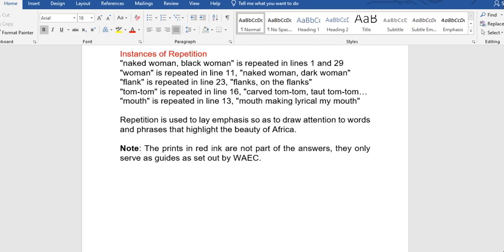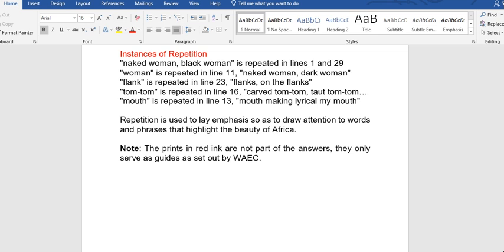Now, instances of repetition. Naked woman, black woman is repeated in lines 1 and 29. Woman is repeated in line 11. Naked woman, dark woman. Also, flank is repeated in line 23. Flanks on the flanks. Tom tom is repeated in line 16. Cap tom tom, tilt tom tom. Mouth is repeated in line 13. Mouth making, lyrical my mouth. Repetition is used to lay emphasis so as to draw attention to words and phrases that highlight the beauty of Africa. So that's the answer to that question.